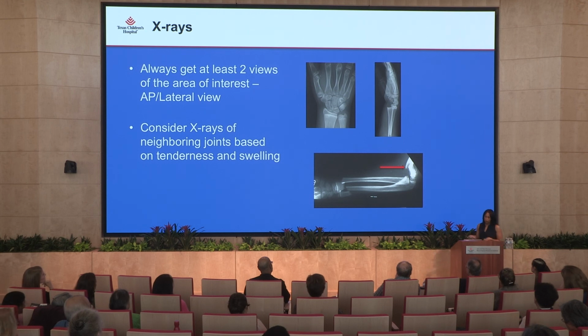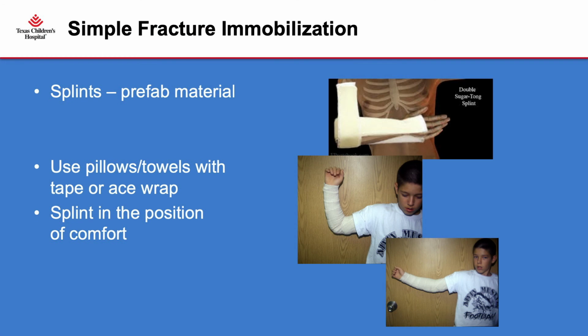So always look above and below the area. And also make sure you look at your x-rays completely, because you tend to get focused on this and may miss what's on the periphery. So splinting, you have several options depending on your setting.